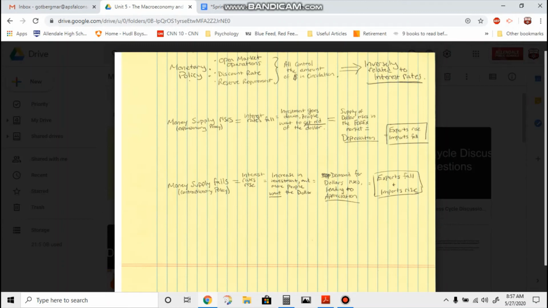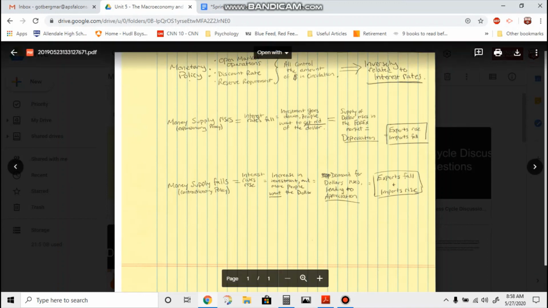And when the demand for a currency rises, that leads to appreciation because the value of that currency is rising as it is in higher demand. And when that happens, when we have appreciation, that means fewer people buy stuff from us because our currency is more expensive, but we are going to buy more from other countries because our currency goes further overseas.